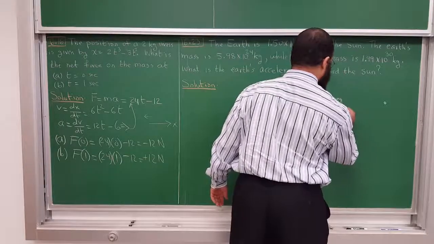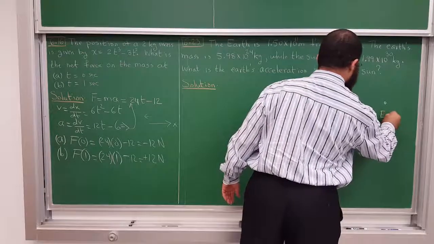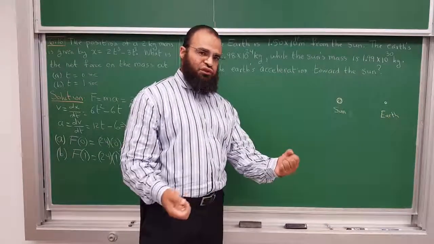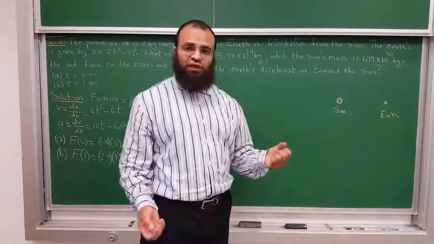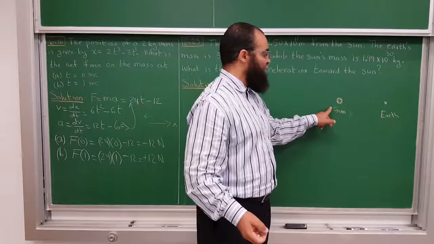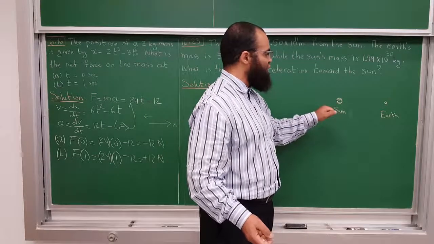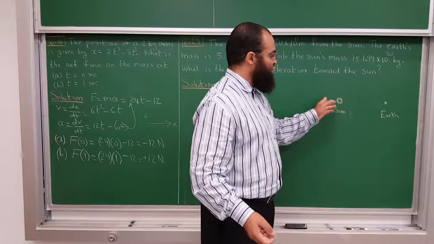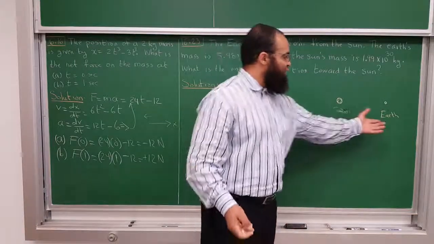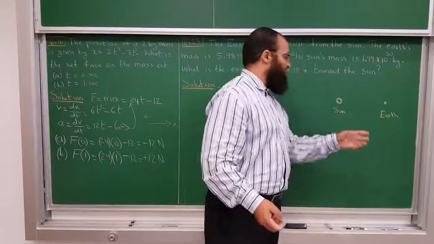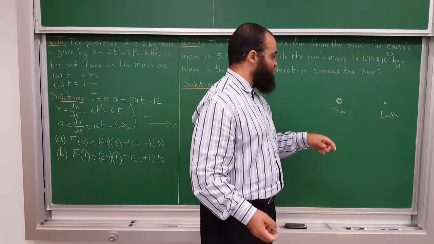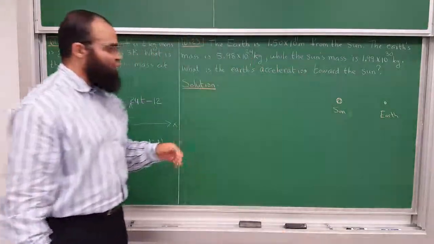So here is the sun, here's the earth. The same way the earth on the surface pulls you down, and it pulls me down, and it pulls everything down, the earth itself is being pulled by the sun. We didn't talk about Newton's third law yet, but by Newton's third law, the earth is also pulling on the sun. So if you're interested in the earth, then you look at the forces on the earth itself. And if you're interested in the sun, then you consider the forces on the sun. And here we're asked about the force on earth.